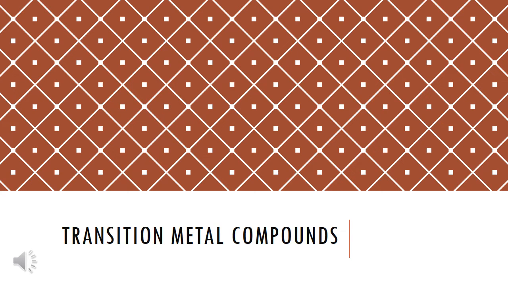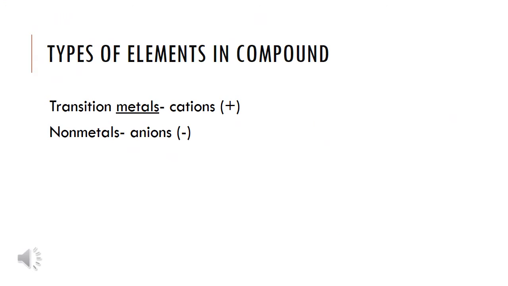All right, today we're going to talk about how to name and how to figure out the formulas for transition metal compounds. So this is just like the monatomic compounds that we talked about last time, but now instead of a main group metal, we're going to be looking specifically at transition metal compounds. We still have ionically attracted compounds here. The only difference is that we're specifically focusing on the transition metals.